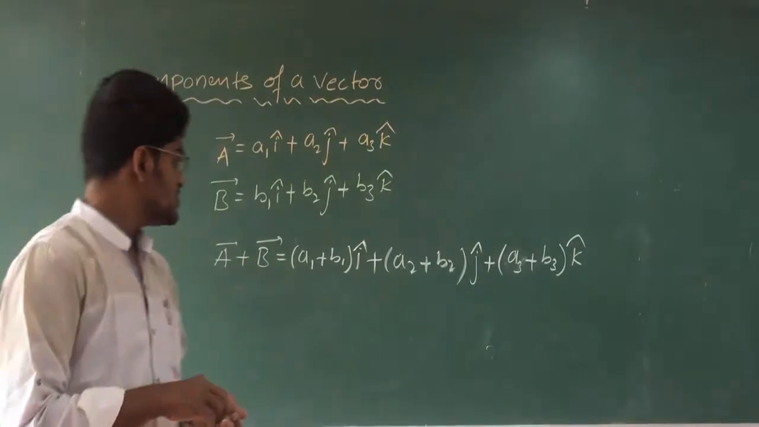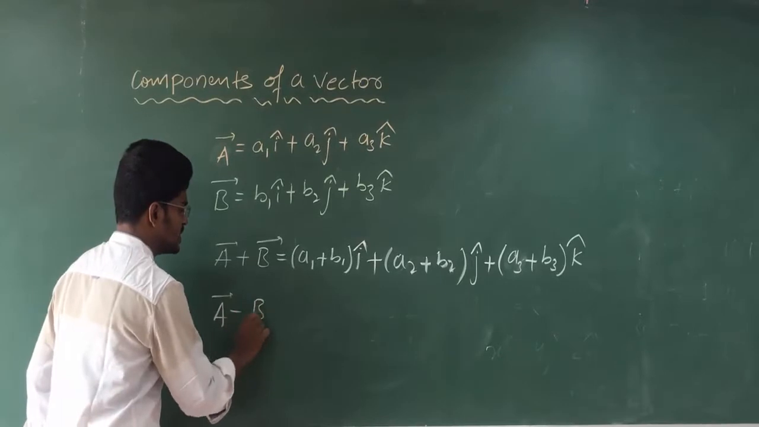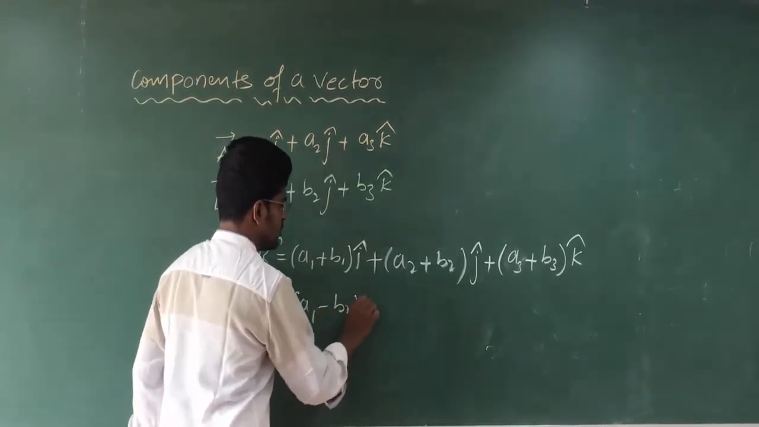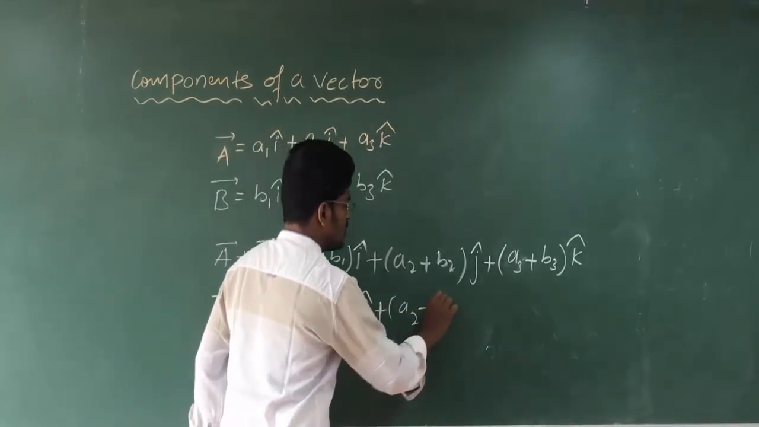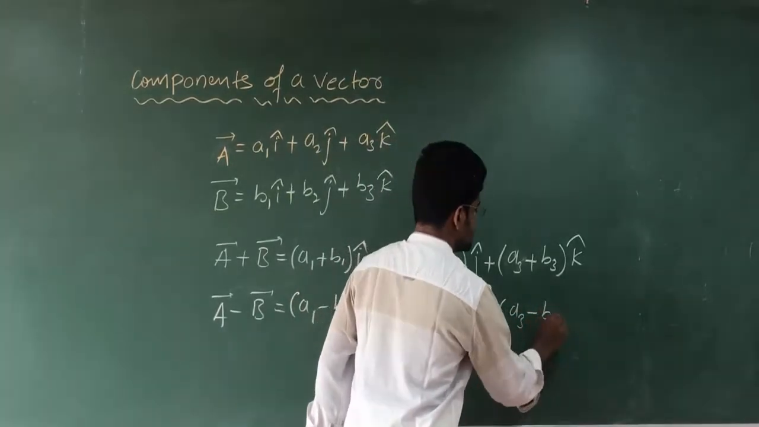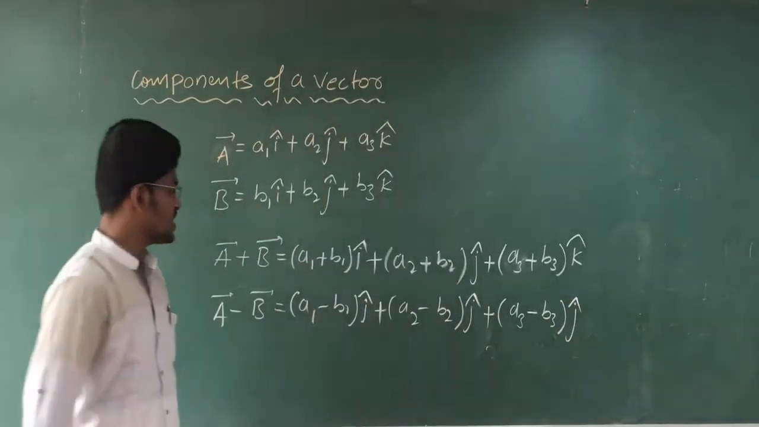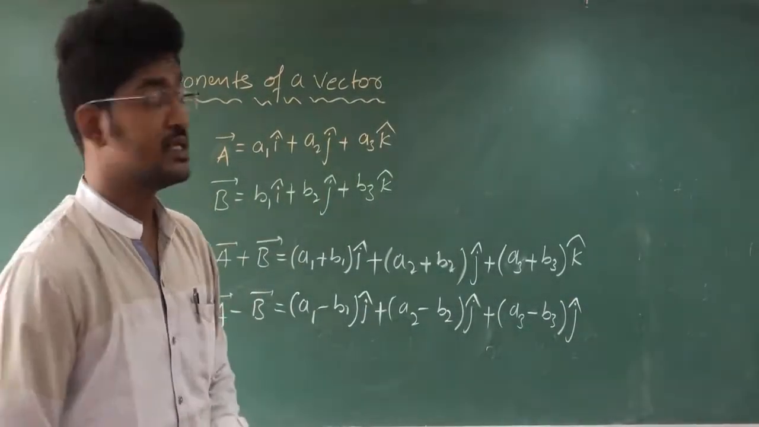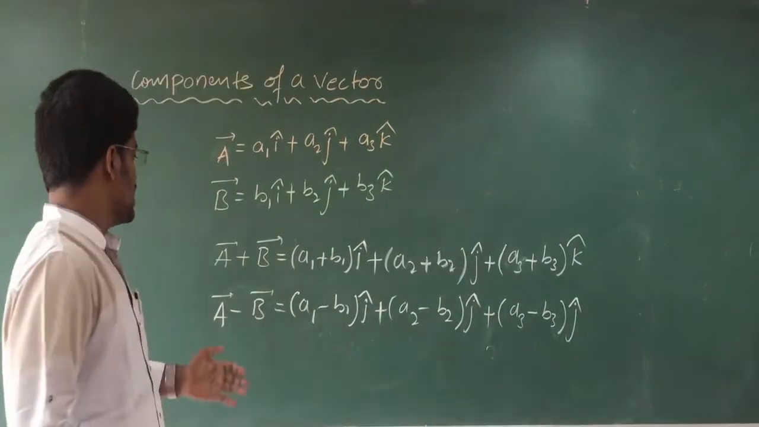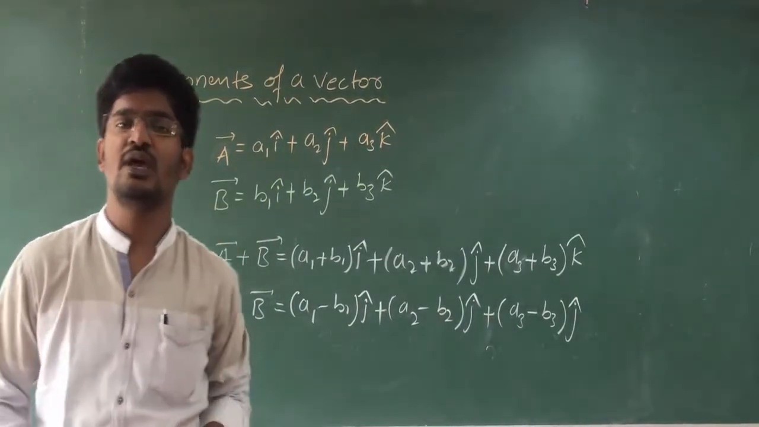Clear? Suppose if I want to subtract vector A minus vector B, what I will do? Same again, A1 minus B1 i cap, A2 minus B2 j cap, A3 minus B3 k cap. So this will be the subtraction or the difference of two vectors. This will be the sum of two vectors, that is vector A and vector B, and this will be the difference or the subtraction of two vectors. This has to be noted.